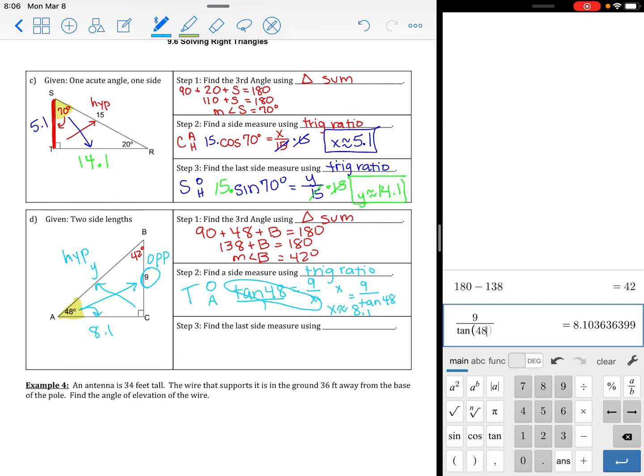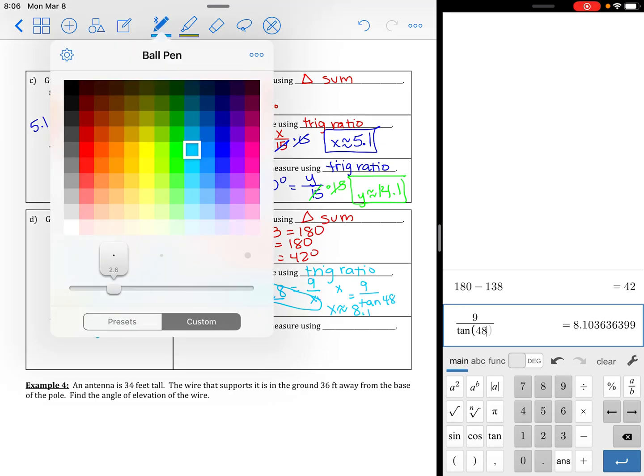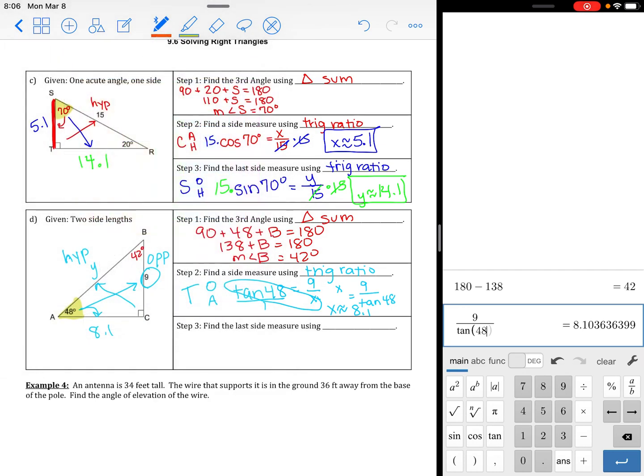Next, I need to find the last side measure. I can use a trig ratio like we did in the last one, or I could even use the Pythagorean theorem. So let's try this one with the Pythagorean theorem. What I'm trying to find is the hypotenuse. So that would be c, the c value in a squared plus b squared equals c squared.